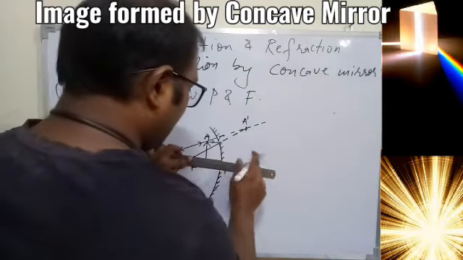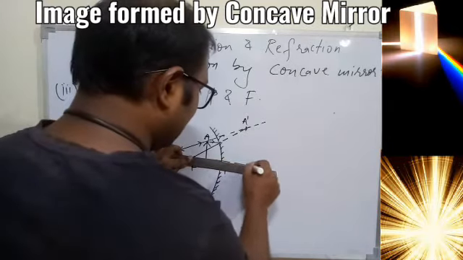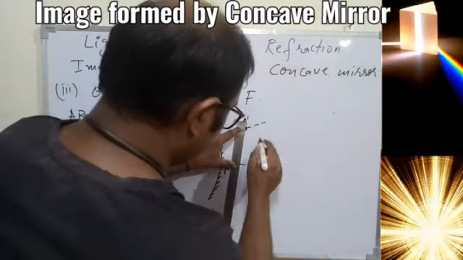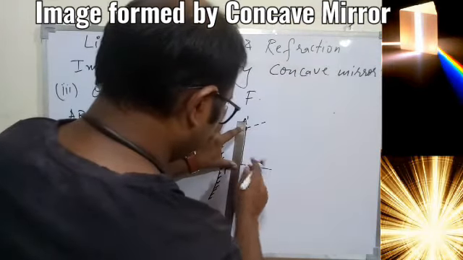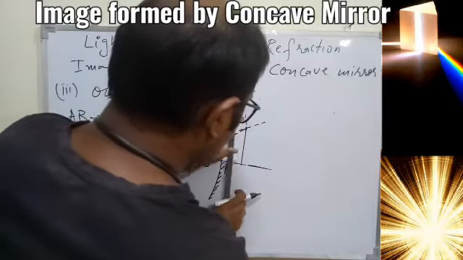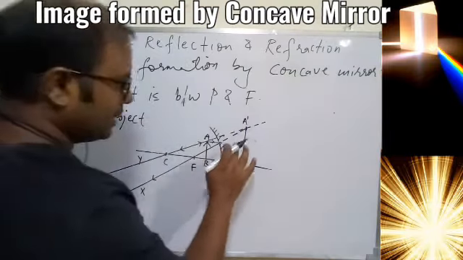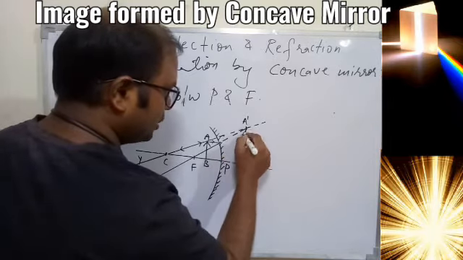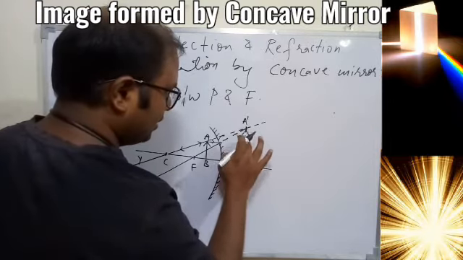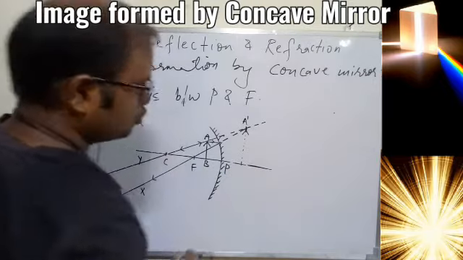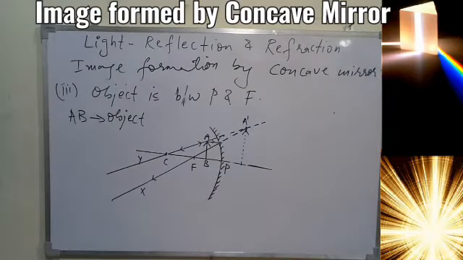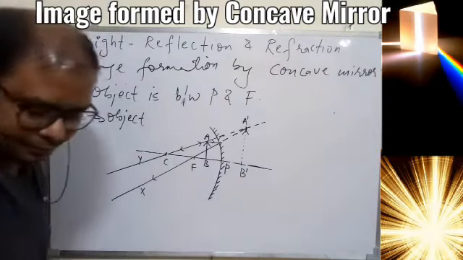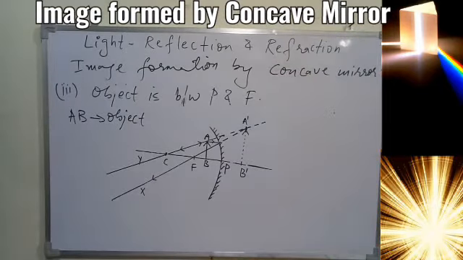Again, to find the complete image, what is to be done? Join this line straight away. All the time our reference is the principal axis. Sorry for this, because behind the mirror everything has to be dotted. So take care, behind the mirror everything should be dotted. So this is nothing but your B prime.